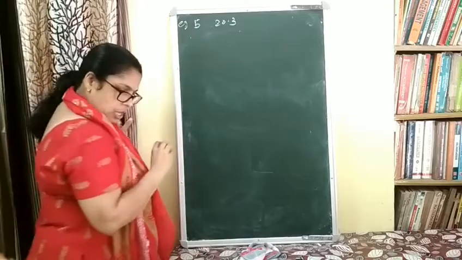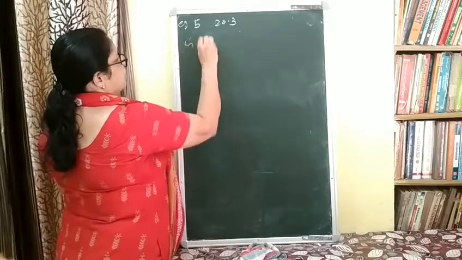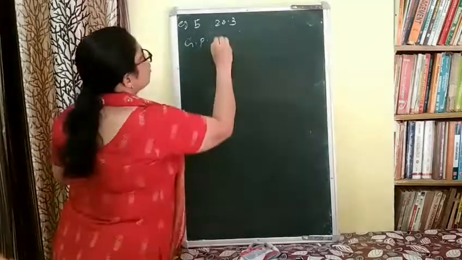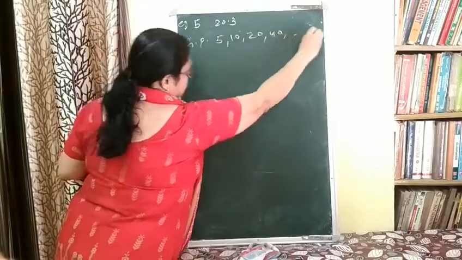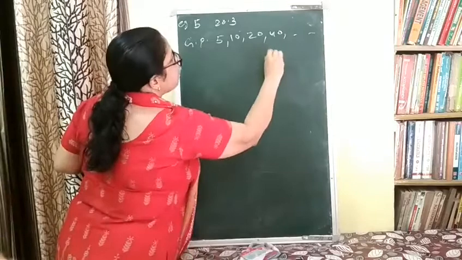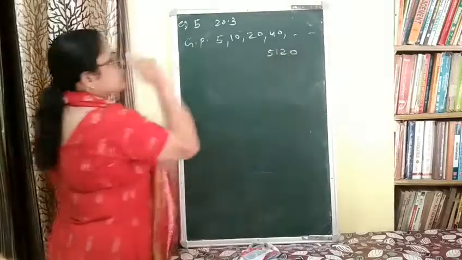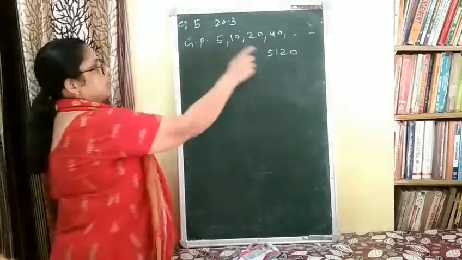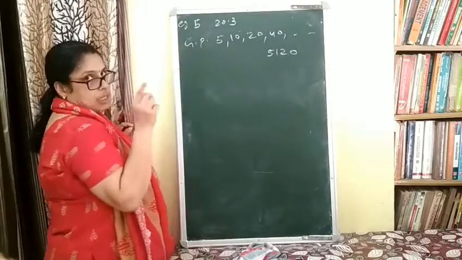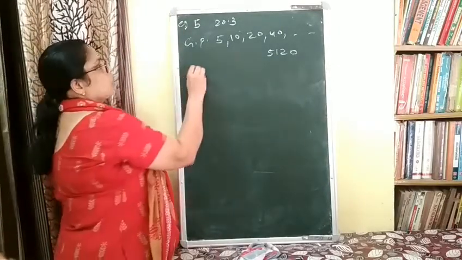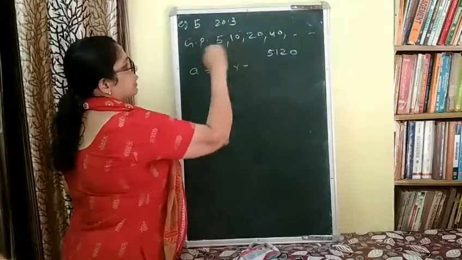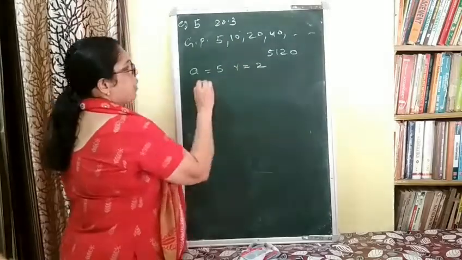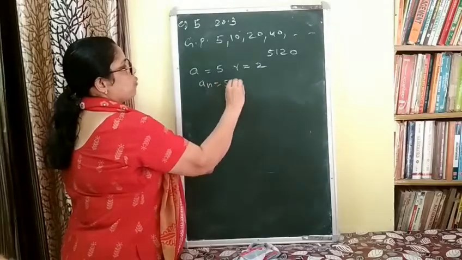The question is, you are given a GP, which term of the GP 5, 10, 20, 40, etc. is 5120? Which term of this GP is this number? That means which term means you have to find the value of n. A equal to 5, that is given. What is R? Second by first, that is 2. An is given as 5120.